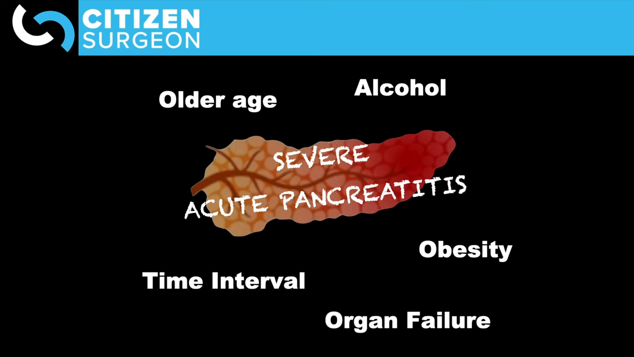Looking at alcohol, if we have alcohol-induced pancreatitis, we have an increased risk of more severe disease. Time interval. So if we have a really rapid onset of acute pancreatitis, and that means the duration of symptoms to hospital admission of less than 24 hours, those patients have an increased risk of more severe pancreatitis. Obesity is a risk factor for more severe disease, but not only that, obesity increases our risk of systemic complications, local complications, and death in a diagnosis of acute pancreatitis. And last is organ failure. So we know that early and persistent organ failure in a diagnosis of acute pancreatitis increases our hospital length of stay, and it also increases our mortality.